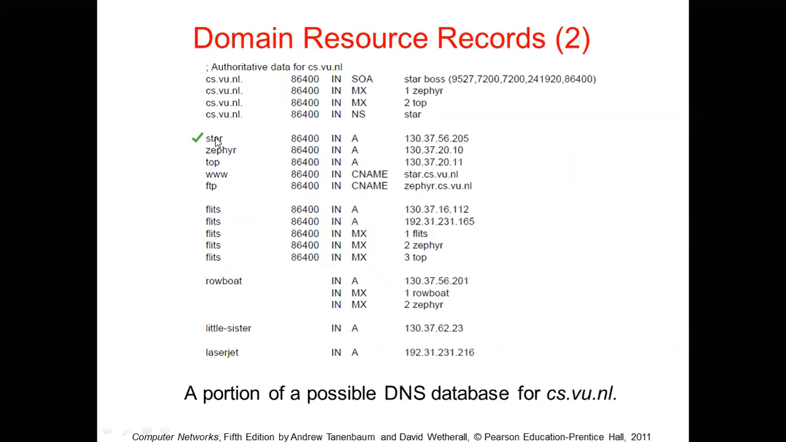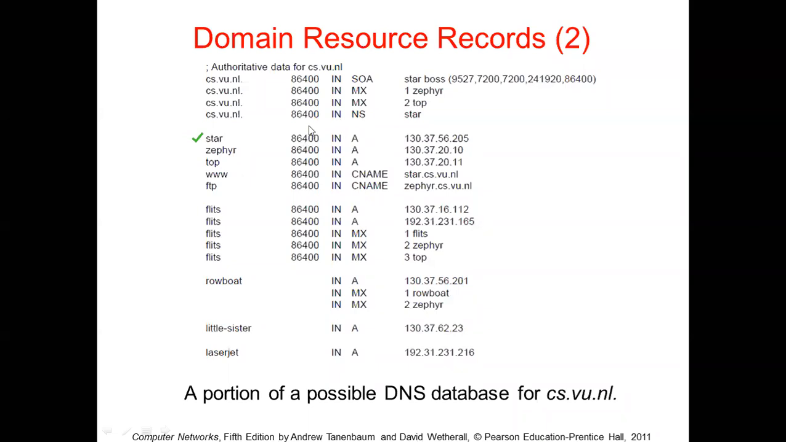If you all can see now, there are 5 fields in this particular row. Star, then 86400, then IN, and then the IP address. So it is called a 5-field tuple. I had just explained what those 5 fields are. The first field is the domain name, so star is nothing but the domain name.